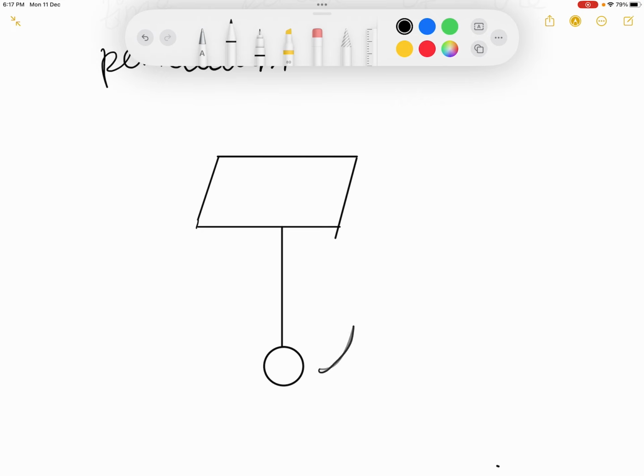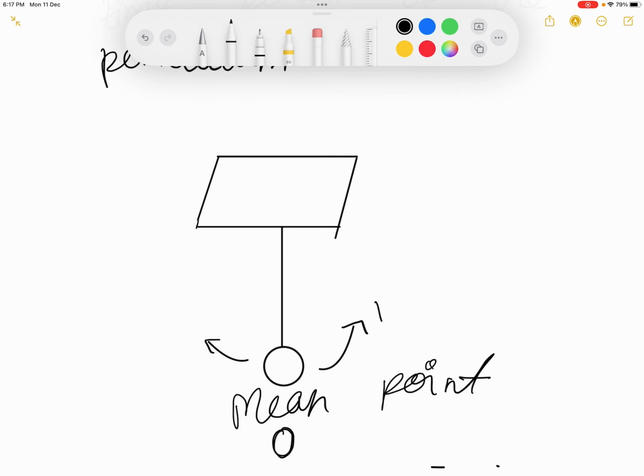So here is our beautiful pendulum. This pendulum would go to its extreme right and it would go to its extreme left. Let's say this is the mean point, or you can say the average point. Here is the point where the pendulum begins. Let's mark this point as O, this point as A, and this point as B.